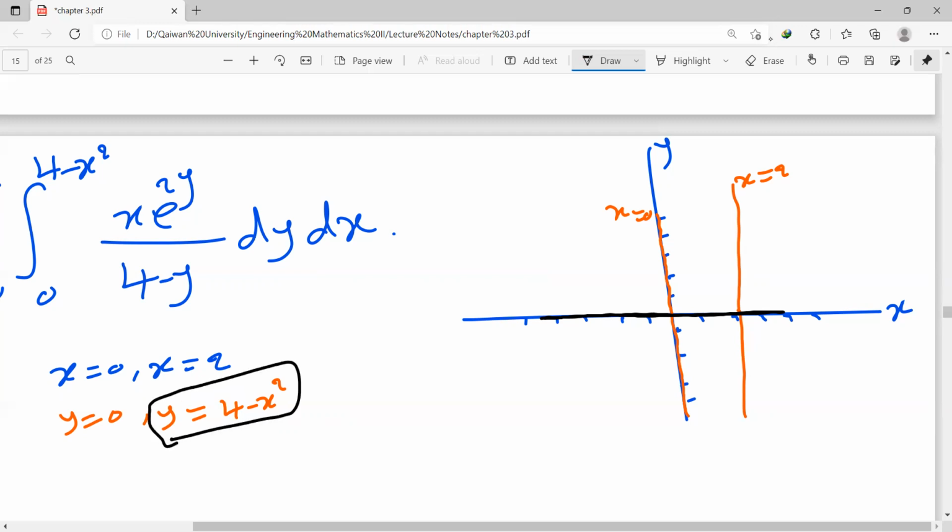This is the graph of x squared. And for 4 minus x squared, this graph shifts 4 units up. So it becomes 1, 2, 3, 4, and gets here. But be careful, the graph intersects the x-axis at 2. Okay.